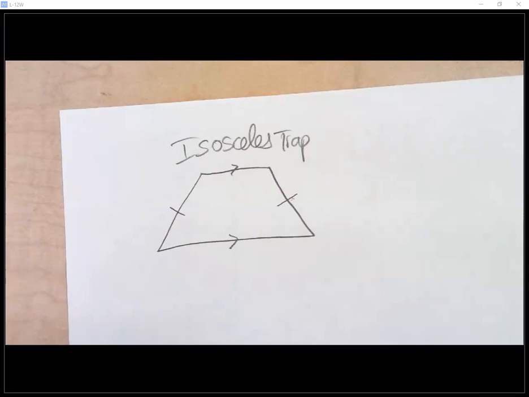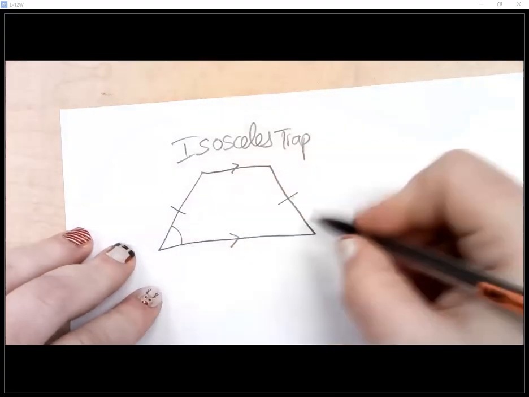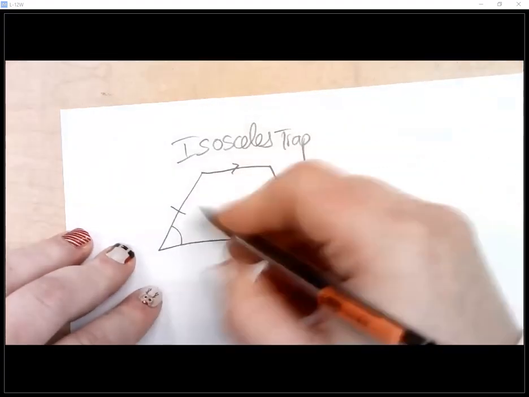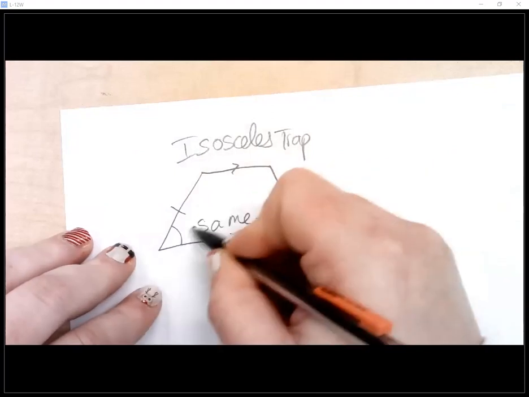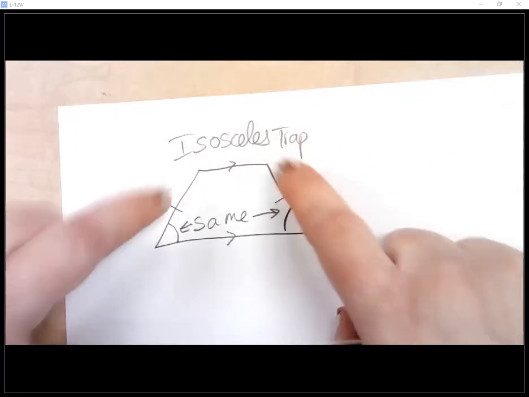So remember all the cool things about the isosceles trapezoid? 2 sides are the same, then 2 angles are the same. You get that here too. So these 2 base angles are going to be the same. And because the bottom ones are the same, that means the top 2 are also the same.